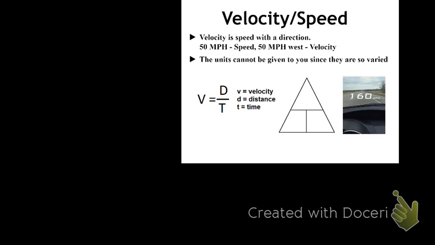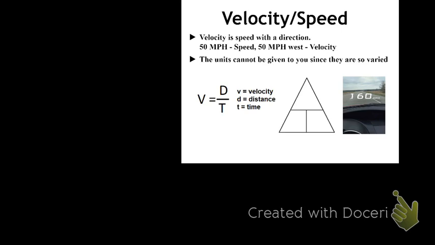Now, the units for velocity and speed are not always going to be the same. What we've got happening here is we can have our distance measured in kilometers or miles or meters or centimeters. We can also have our time measured in seconds, hours, minutes, anything like that. So our units can come out to be kilometers per hour, miles per hour, or centimeters per second. So the units are very varied, and you always want to pay attention to the units that you're given.